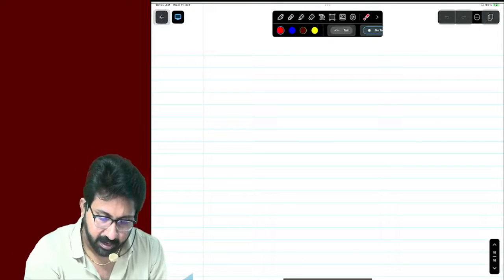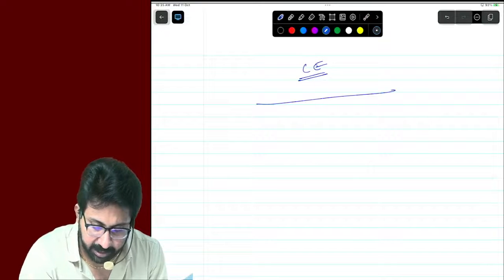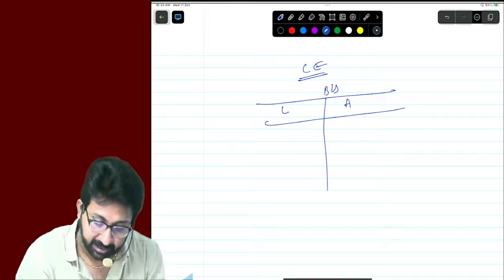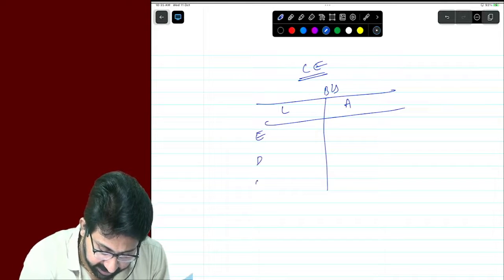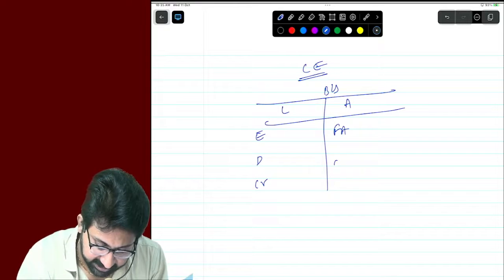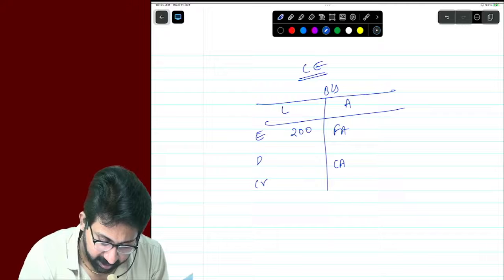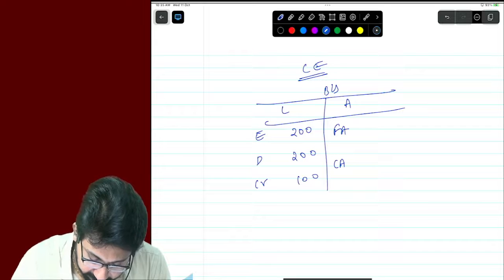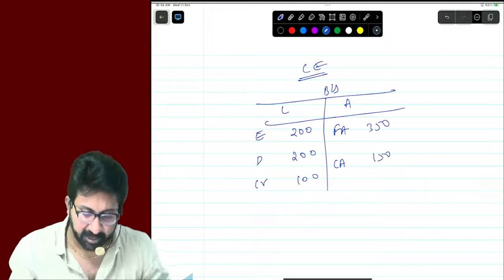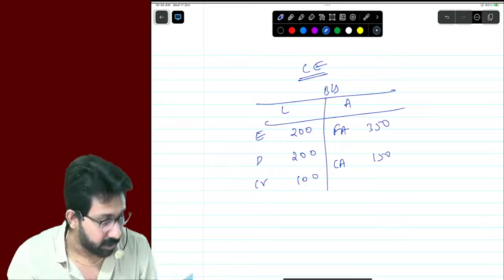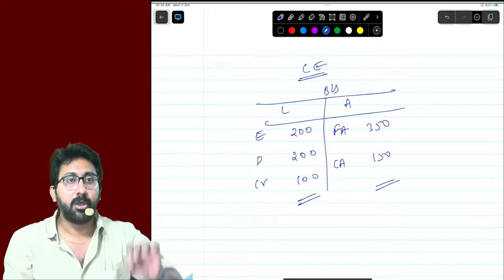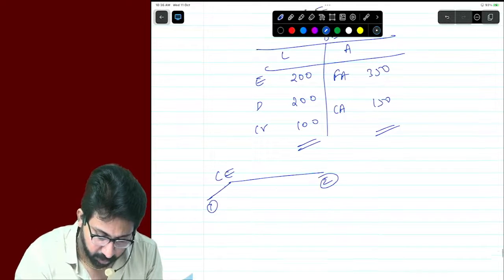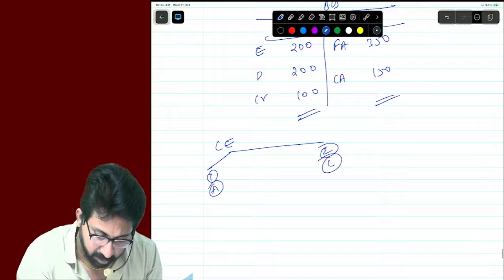See here. Capital employed can be calculated in two ways. If this is a balance sheet, assets and liabilities. There is equity, there is debt, there are creditors. Fixed assets, current assets. 200 equity, 200 debt, 100 creditors. Next, 350 fixed assets, 150 current assets. Totally how much is the balance sheet total? 500. You can calculate capital employed in two ways. Way number one, assets. Way number two, liability.